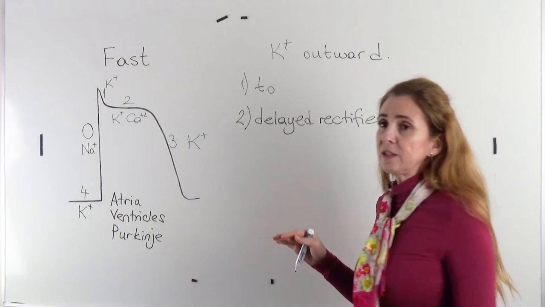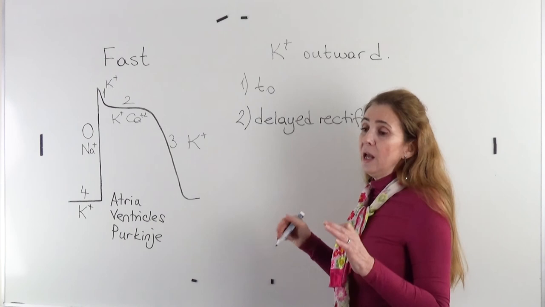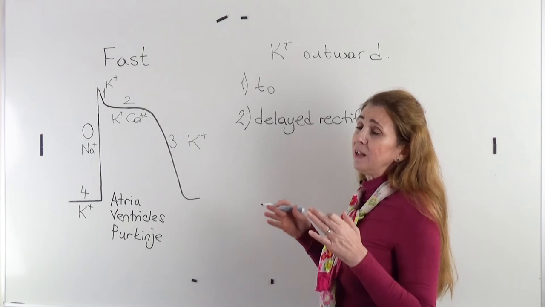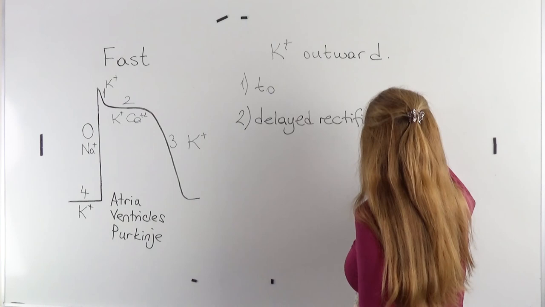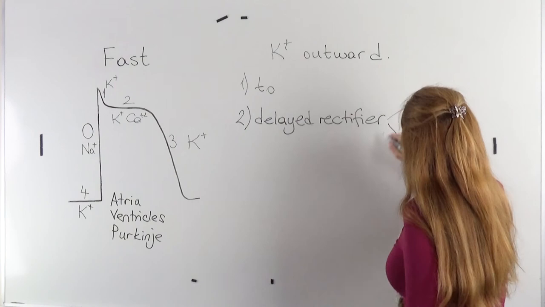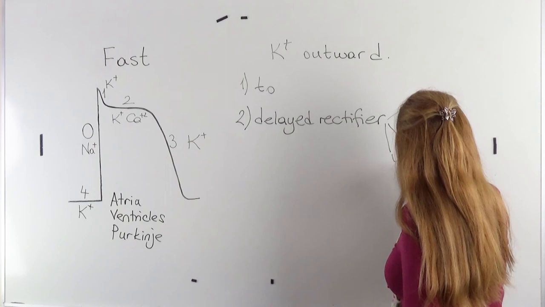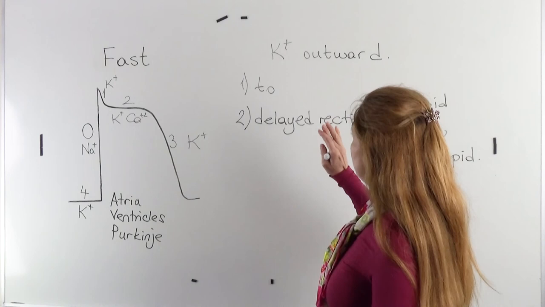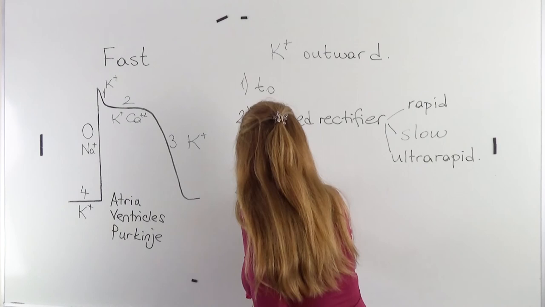These potassium channels, when you compare them to sodium and calcium channels and all other channels, they are the slowest to activate, and they almost never inactivate. So these delayed rectifier channels have two types. One is the rapid, the other one is slow. And these are the classical types of delayed rectifier channels, but there is also new information about ultra rapid ones. These are not the only channels that contribute to repolarization. There are also inward rectifying potassium channels.